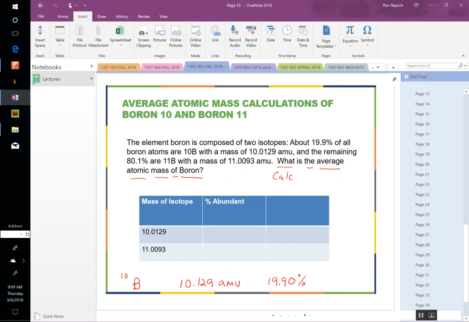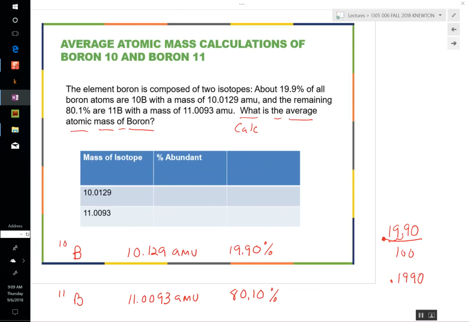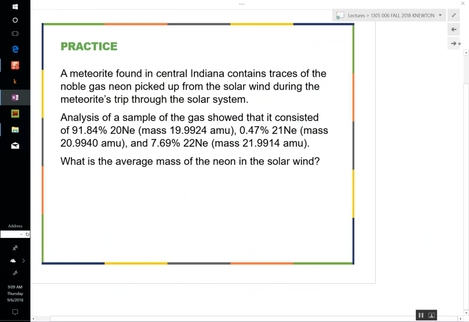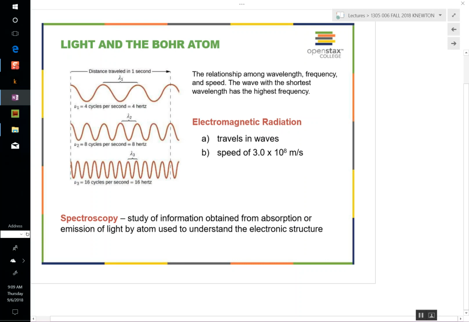But let's see if we can, how many more slides are there? Okay, here's another problem. This is a meteorite. They're finding some neon in this meteorite. I can't believe that. That's a gas. What is the average mass of neon in the solar wind? Okay, they're talking about neon in the solar wind. And from it, figuring out what its average atomic mass is. That's just another problem.